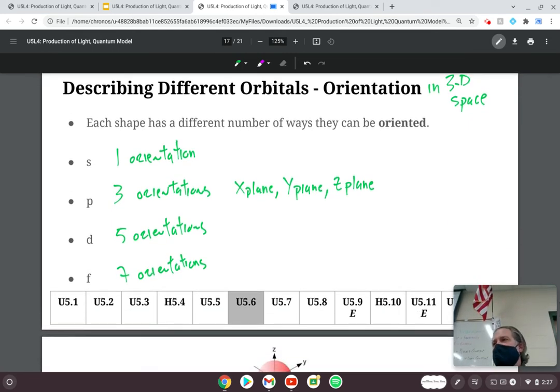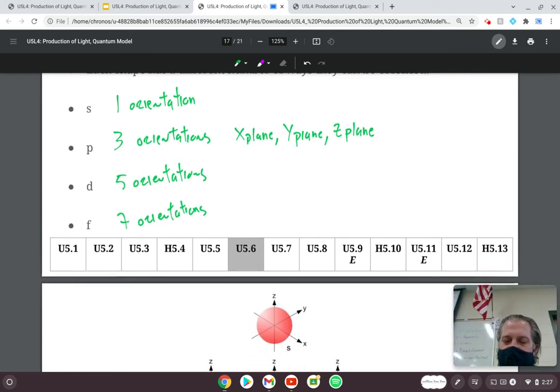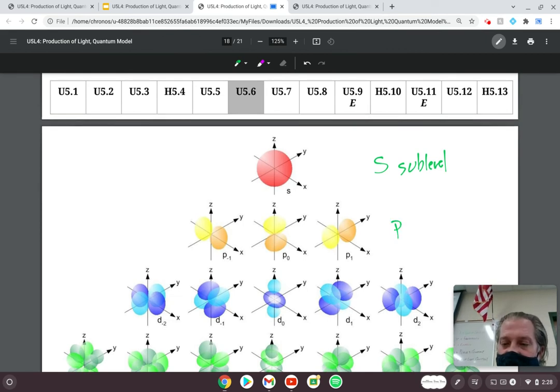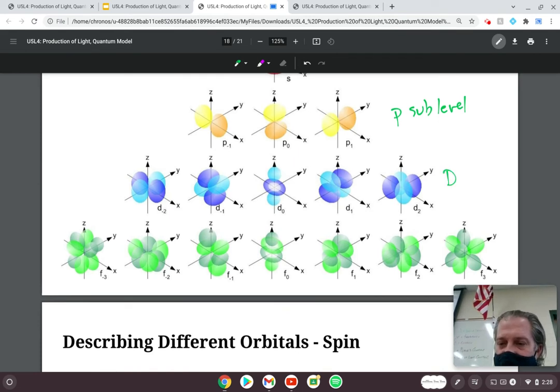Now, here's a picture of what that might look like. Here's my S sublevel. It's a sphere, and there's one version of a sphere that you can have. Here's the P sublevel. See how they exist on the x-axis and the y-axis and the z-axis? Then here's the d sublevel, which is combinations of the x and the y, the z and the y, the z and the x.